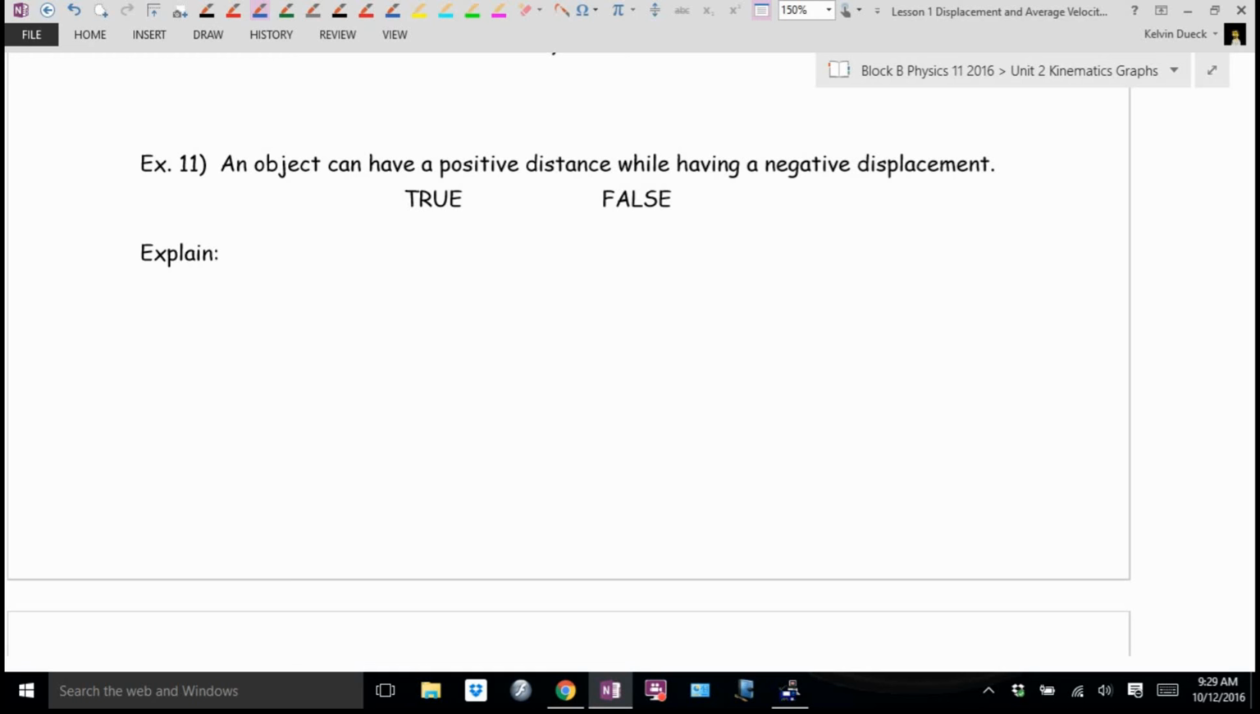True or false? Once again, we're going to vote. How high you hold your hand up is how sure you are of the answer. I'm positive! I'm pretty sure. I'm guessing, but I'm going to vote. So an object can have a positive distance while having a negative displacement. Who says that's a true statement? 1, 2, 3, 4, 5, 6, 7, 8, 9, 10, 11, 12.